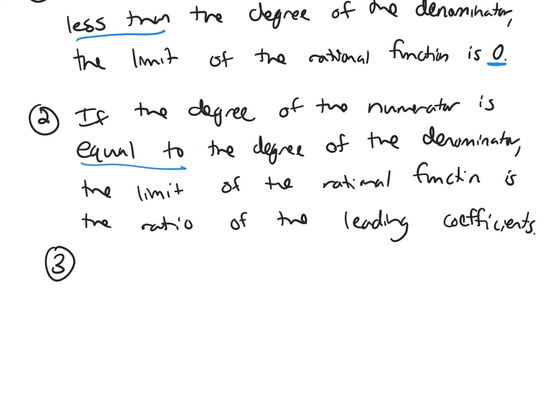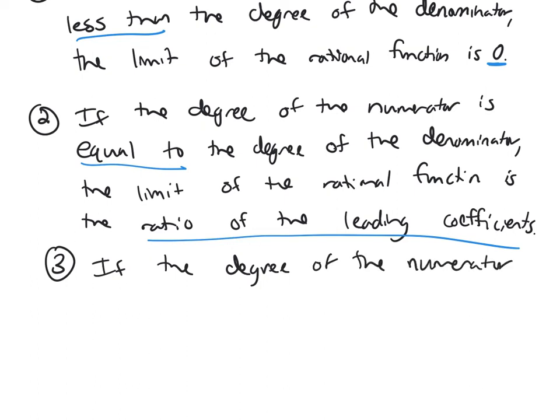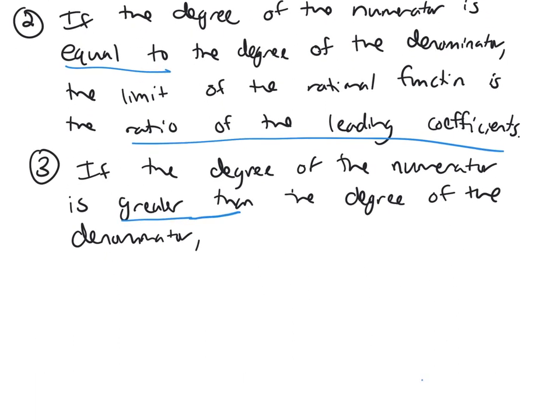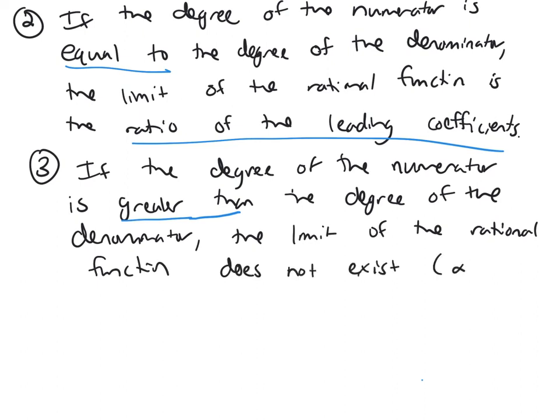And in the third one we learned that if the degree of the numerator is greater than the degree of the denominator, the limit of the rational function does not exist. It's either going to be infinity or negative infinity.